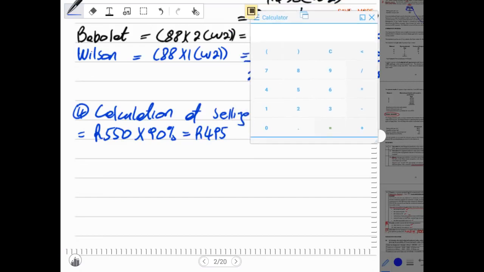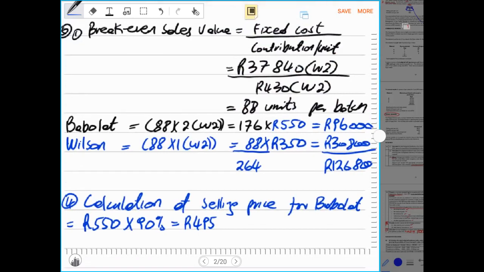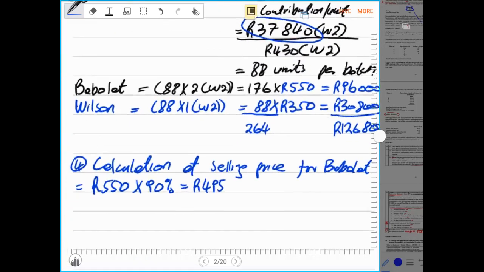Remember, if you want, you can say 550 times 10%, which is 0.1, is equal to 55. Then you say minus 550, you get the same 495. It doesn't matter which way you use. So the selling price will be 495. So now in calculating the break-even point, we still keep the same basics: fixed cost divided by contribution. Our fixed cost remains the same at 37,840. Nothing has changed.